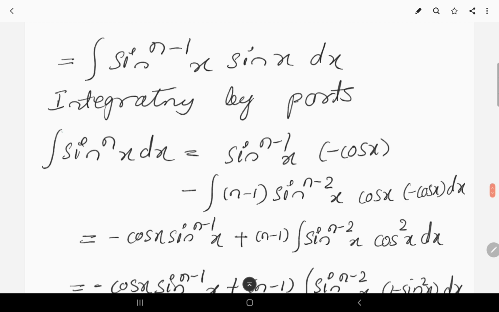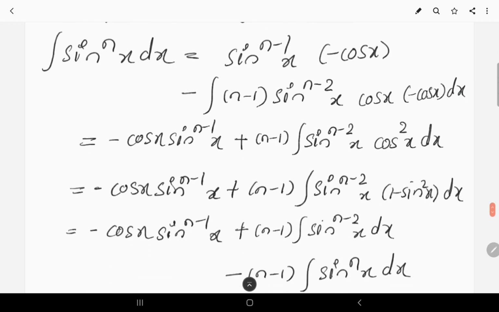Here, integration of sin raised to n x dx, we will write sin raised to n x as sin raised to n minus 1 x into sin x. So u into v. First integration of sin x, integration of sin x is minus cos x. So sin raised to n minus 1 x into minus cos x, minus of the integration of the differentiation of this one, that is n minus 1 into sin raised to n minus 2 x cos x, differentiation of sin x is cos x. Here already minus cos x is there, minus cos x into dx.